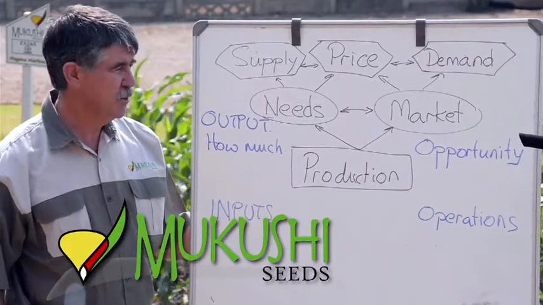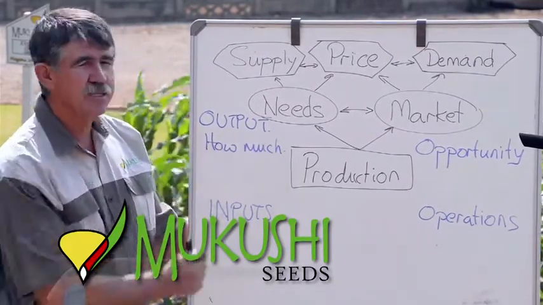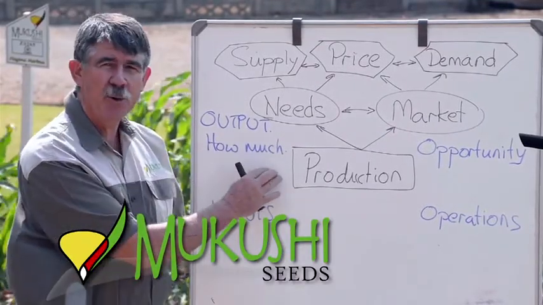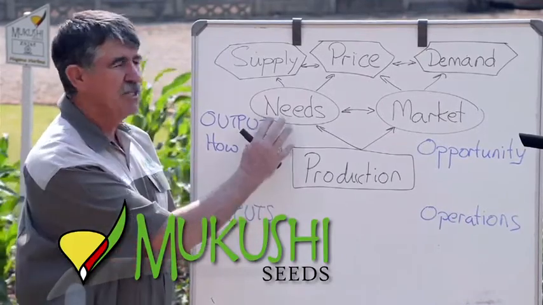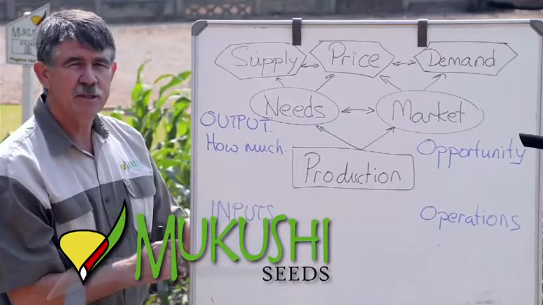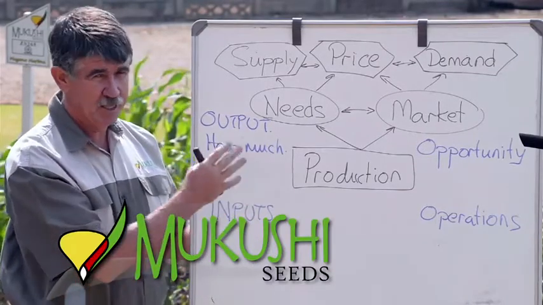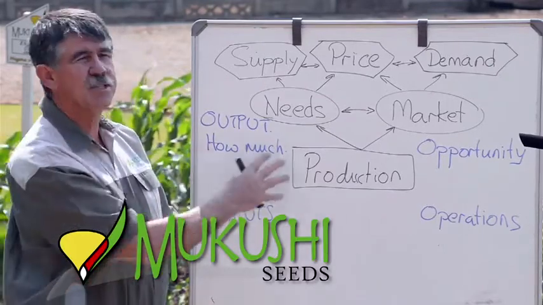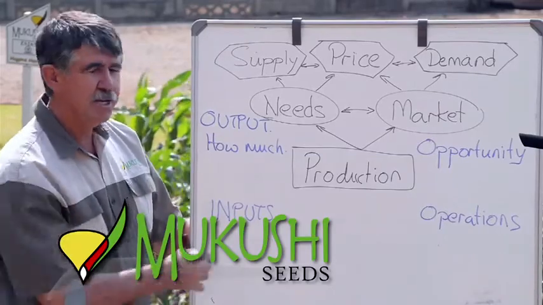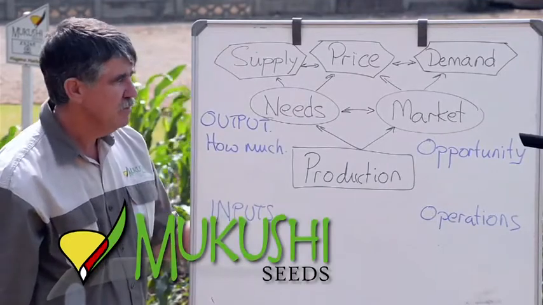And in the last series, we spoke about your production opportunities. And we presented this little diagram in which we said we need to determine how much we are going to produce based upon our needs and the market. And the needs and the market determine things like the demand, the price, and the supply. And this is all on the output side of your crop production plan. And it all represents an opportunity for you as a farmer.